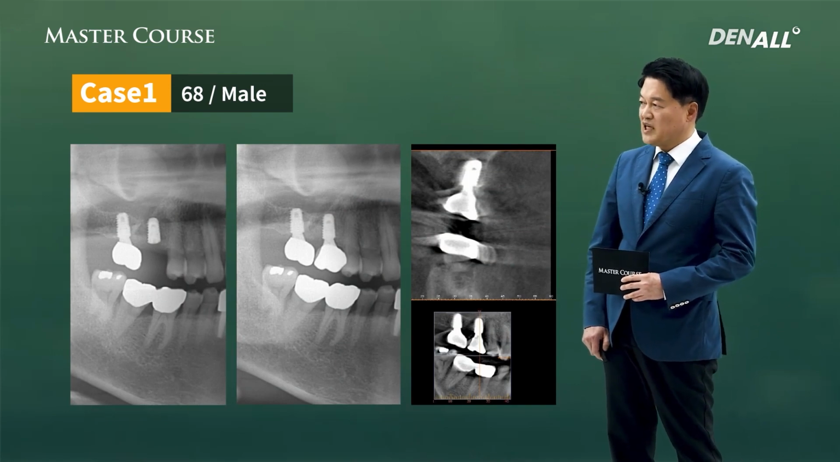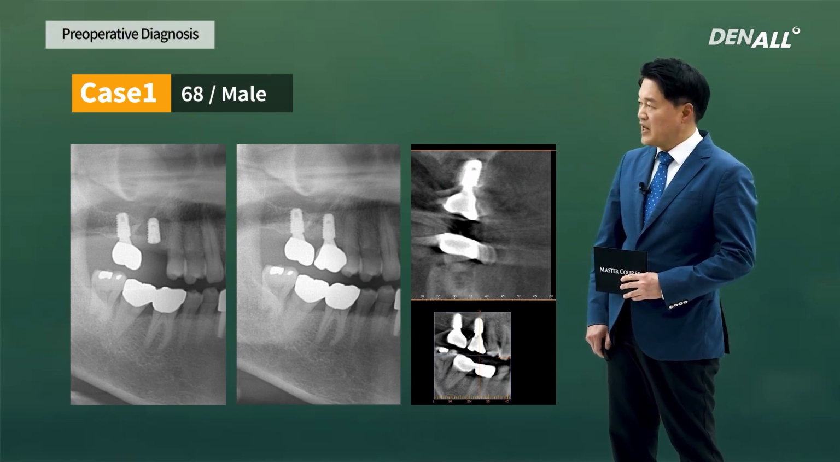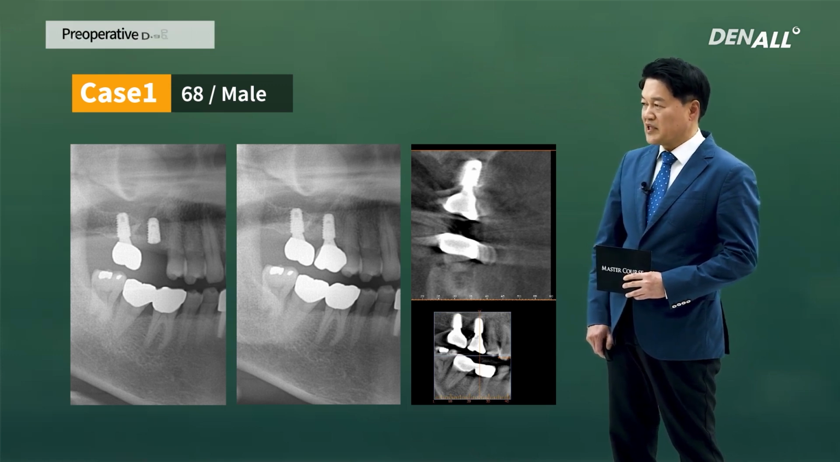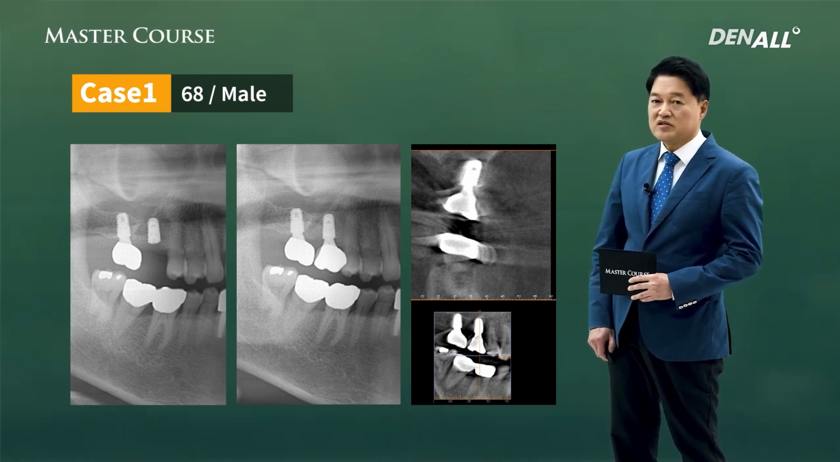This is the Panex right after surgery and after prosthesis delivery. If you take a CT palatally, the bone graft is healing nicely, and the implant has been placed in the desired position, and the thickness and the length were what we originally planned.